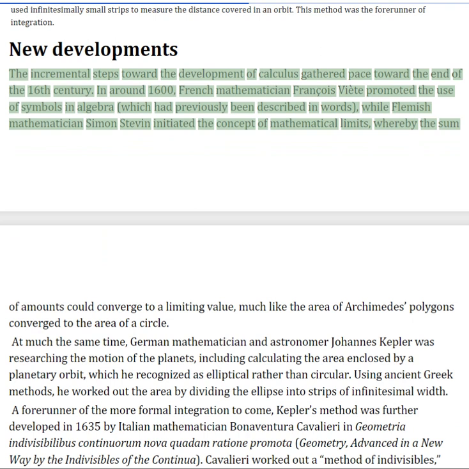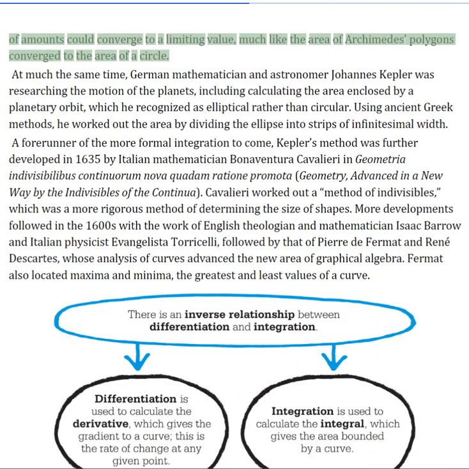The incremental steps toward the development of calculus gathered pace toward the end of the 16th century. In around 1600, French mathematician François Viète promoted the use of symbols in algebra, while Flemish mathematician Simon Stevin initiated the concept of mathematical limits, whereby the sum of amounts could converge to a limiting value, much like the area of Archimedes' polygons converged to the area of a circle.